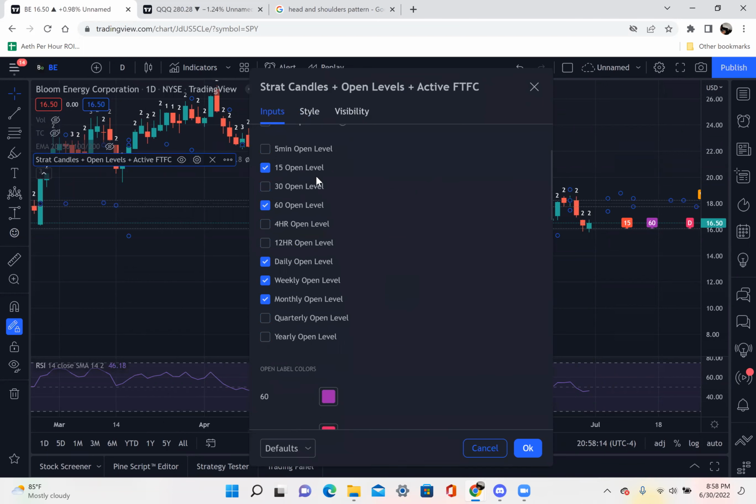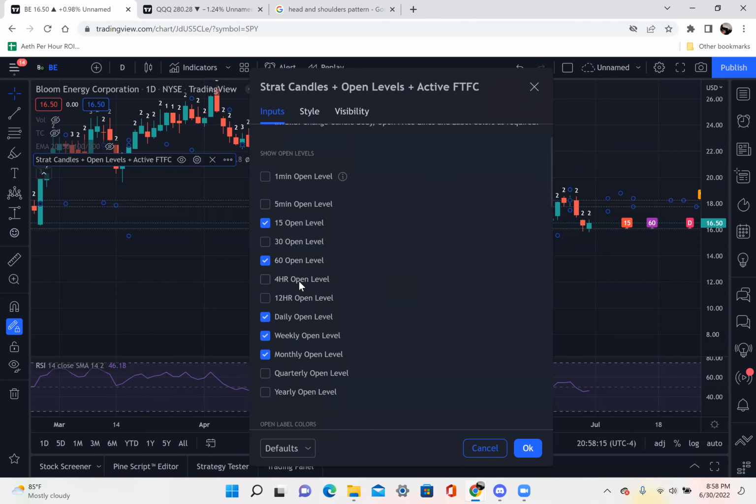You don't worry about all this stuff unless you just want to start learning on your own. I keep my 15-minute open, right? That's what you see right there, 15 minutes, 60 minutes. These are your candles' opening levels. Exactly what it says is exactly what it is. And anything that you see that says opening level, that means support level, right?